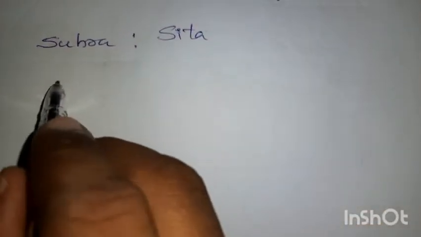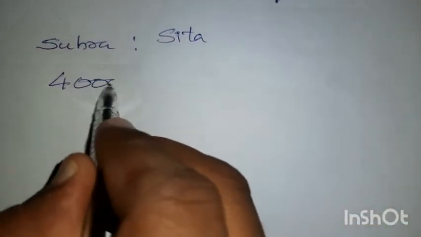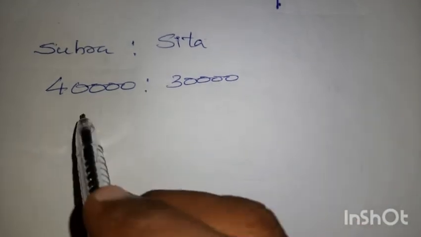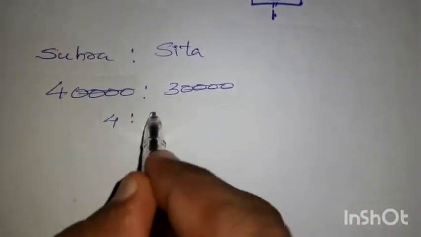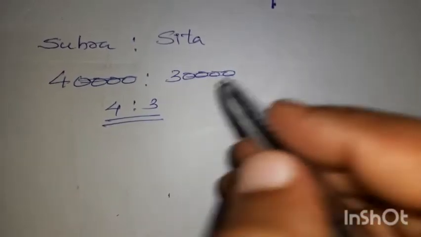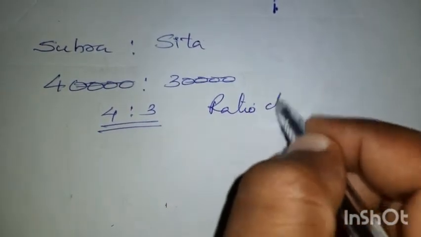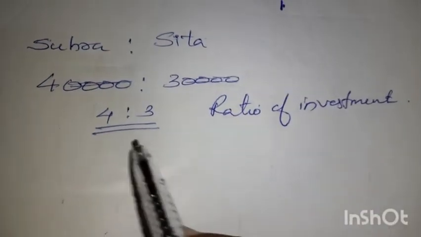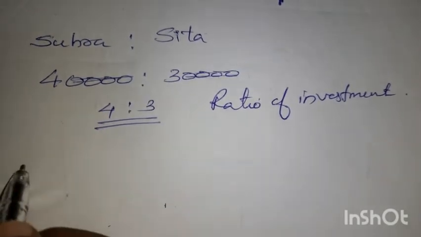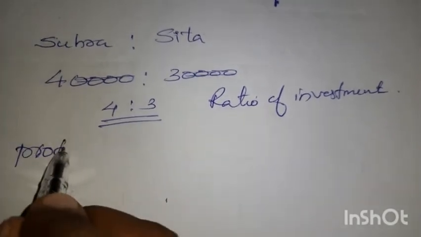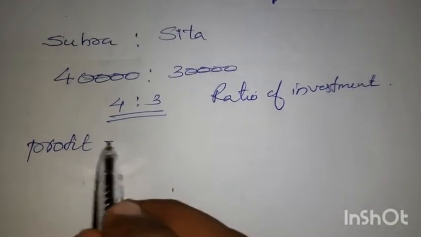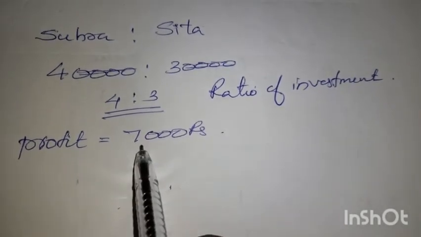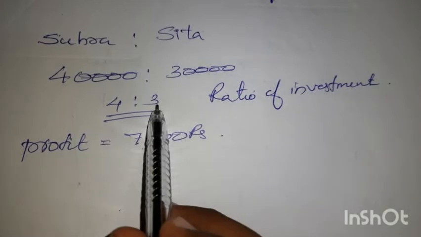So the investment you have to write in the ratio form. Suhra invested 40,000 rupees and Sita invested 30,000 rupees. The ratio we are getting is 4:3. That is the ratio of investment. Then how much profit did they get? The total profit they got is 7,000 rupees. So this 7,000 we have to divide according to the 4:3 ratio.